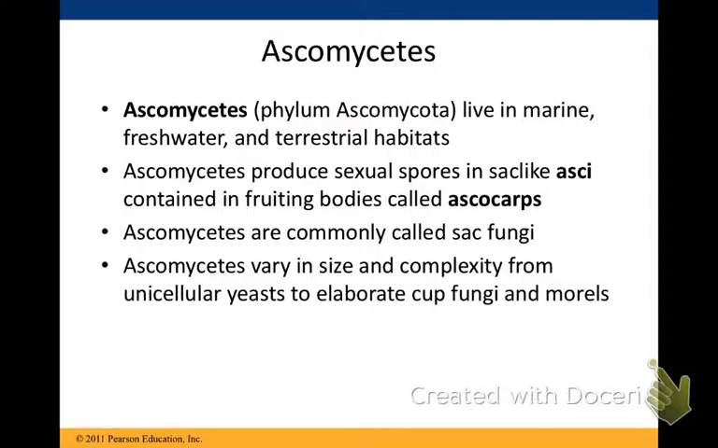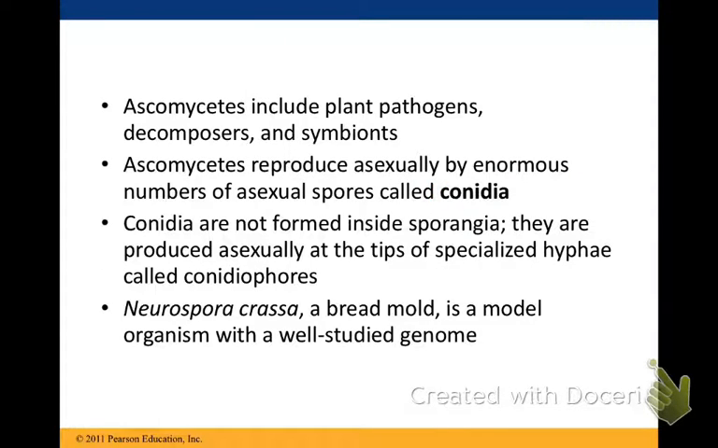The ascomycetes are found in diverse habitats, and as I said, they reproduce using these sac-like asci, and the fruiting bodies, like that cup fungus that was on the former picture, are called ascocarps. So the ascomycetes play diverse roles in the environment. They can be pathogens, decomposers, or symbionts.